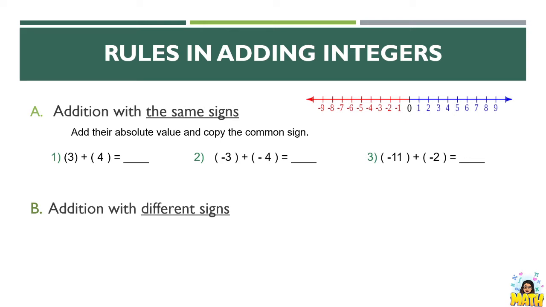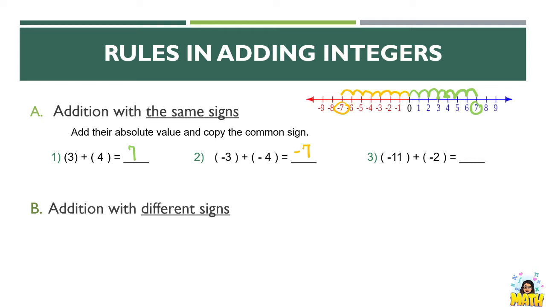So, ipakita muna natin using the number line. For example, number 1, positive 3 plus positive 4. Positive 3 here. Positive 4 is to the right pa rin. So, 1, 2, 3, 4. So, the answer is 7. Number 2, negative 3 is nasa left. 1, 2, 3. Negative 4 is also on the left. 1, 2, 3, 4. So the answer is negative 7.